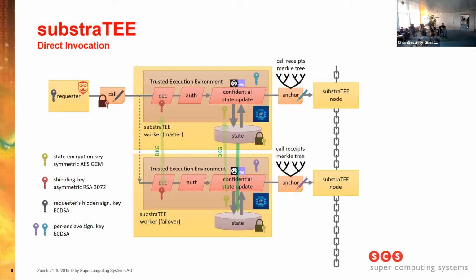So the idea is that the requester talks directly to one of the TEEs which is registered, and they need some kind of protocol among them to make sure that all the calls get processed. And then they process several calls, and the call receipt which they write to the blockchain is not one receipt per transaction, but just one Merkle root for an entire tree of transactions.